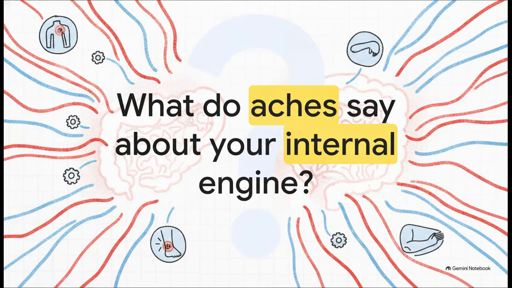Which leaves us with this final thought. The next time you feel a dull ache in your shoulder, maybe a sharp pain in your heel, or an unexplained tightness in your forearm, you might want to pause and consider the bigger picture. Are they really just random, isolated aches? Or is your body's invisible highway system trying to send you a message? What are your random aches actually telling you about your internal engine?